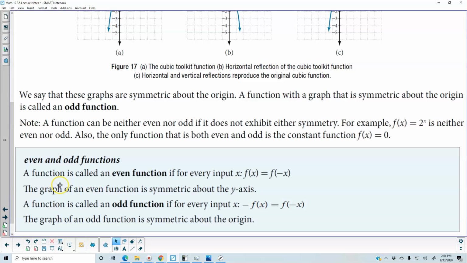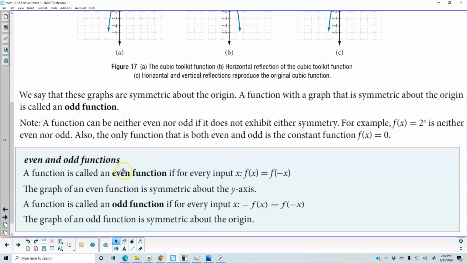Even and odd functions. A function is called an even function if for every input x, f of x is equal to f of negative x. So the graph of an even function is symmetric about the y-axis. Now a function is called an odd function if for every input x, negative f of x is equal to f of negative x. And the graph of an odd function is symmetric about the origin.